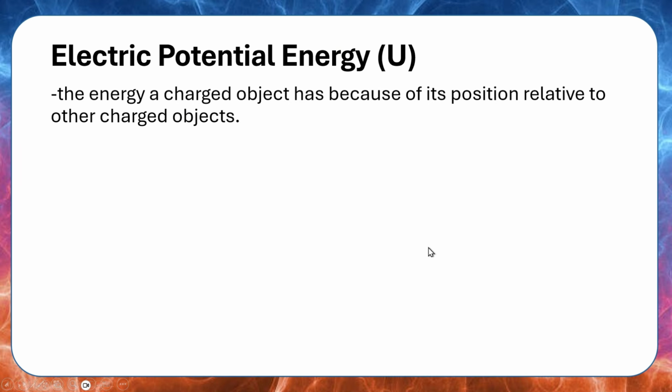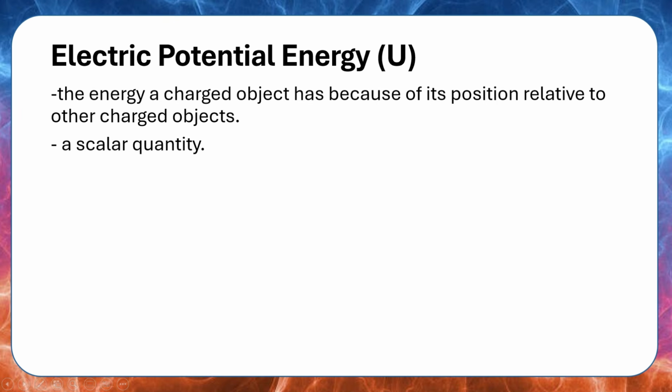Electric potential energy, which is represented by the letter U, is the energy a charged object has because of its position relative to the other charged objects. And what does it mean by this? If the charged object has a reference point, which is a zero point, it can create its own potential energy. And once it is closer to that reference point, the energy is lesser. But once it is farther from that reference point, then the energy is much bigger. Okay.